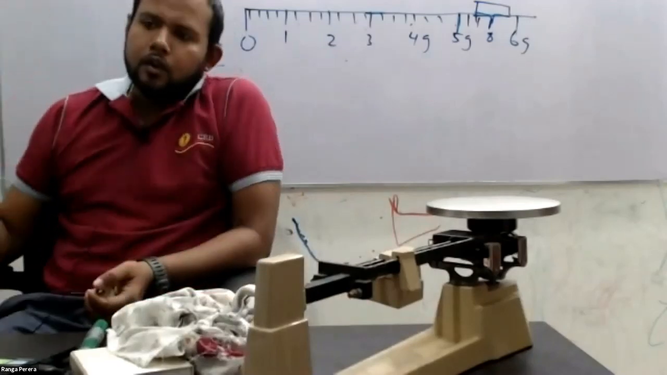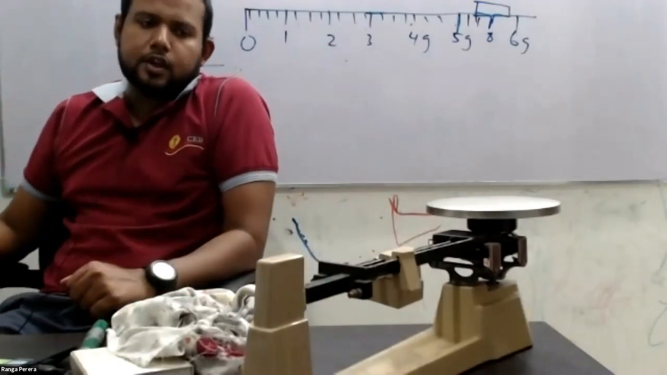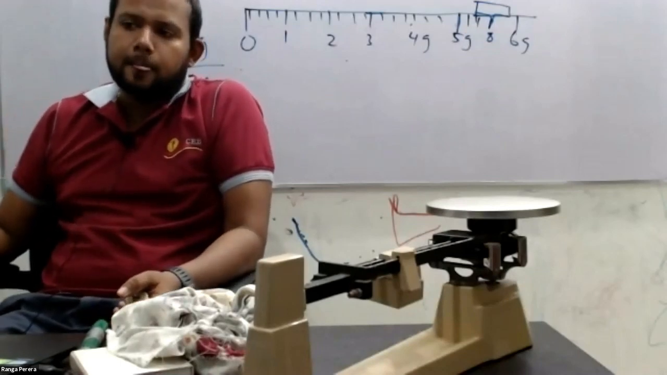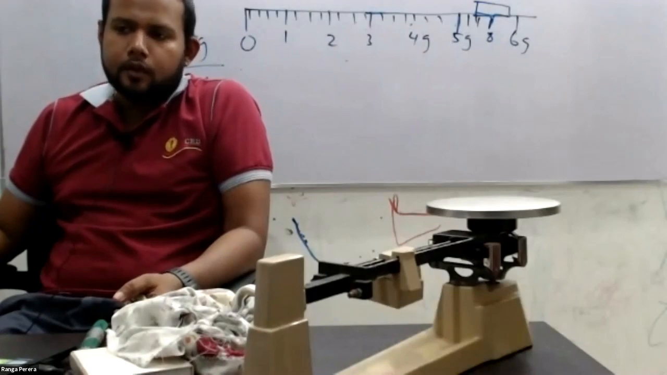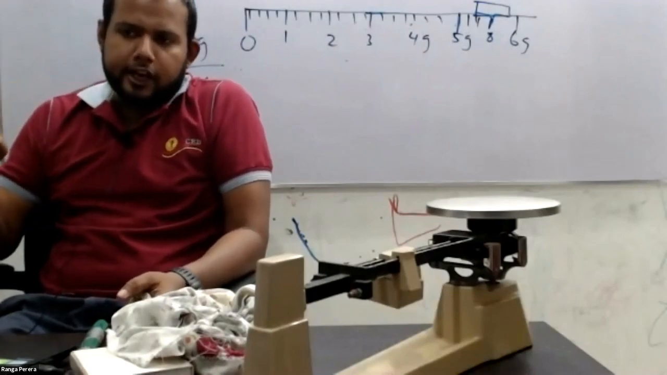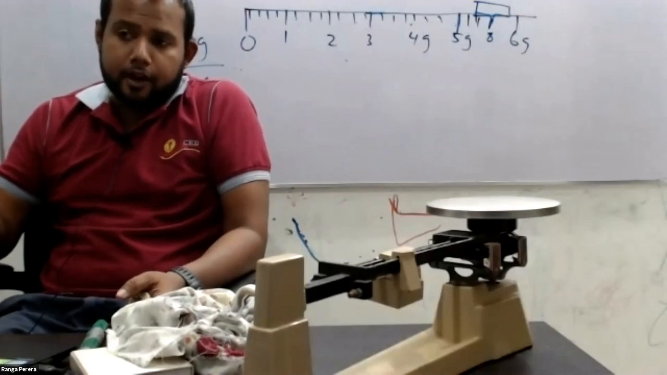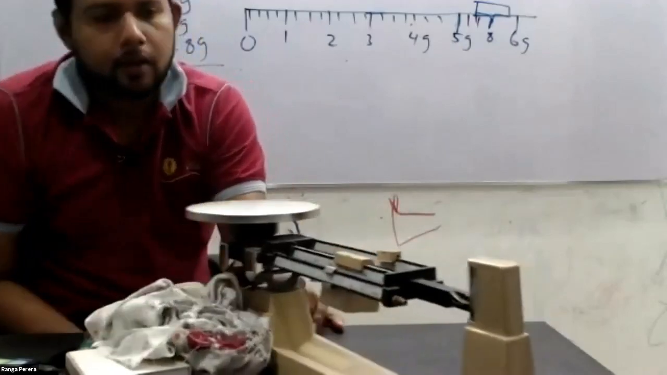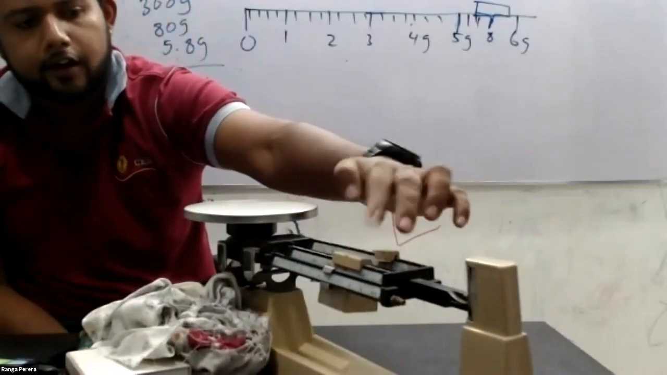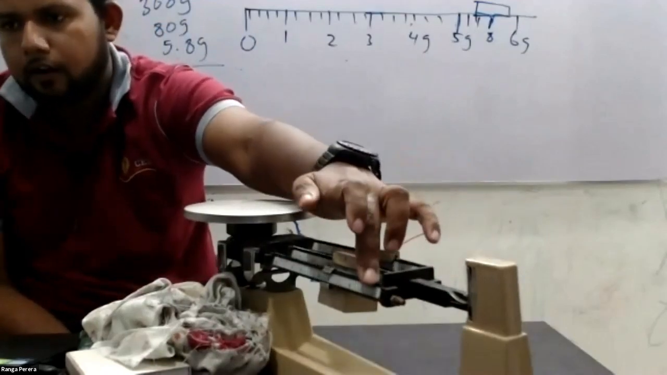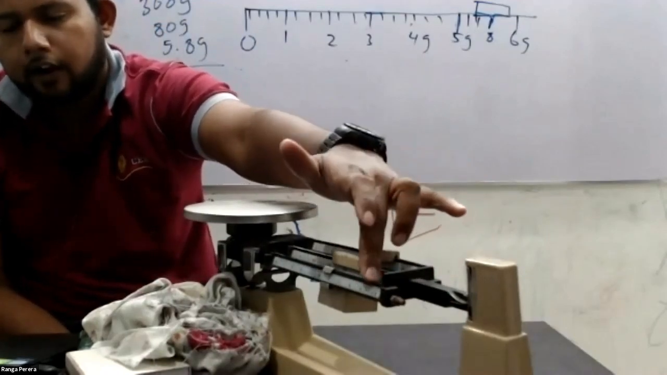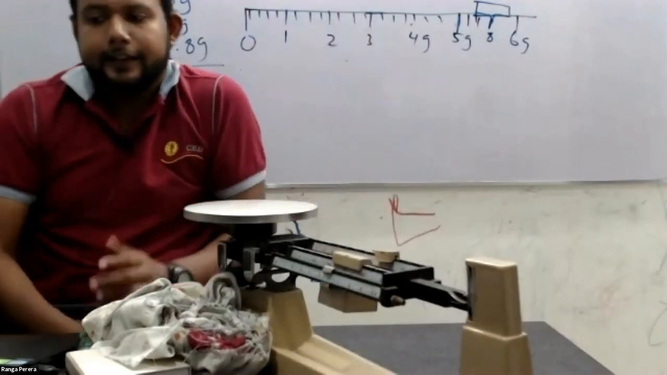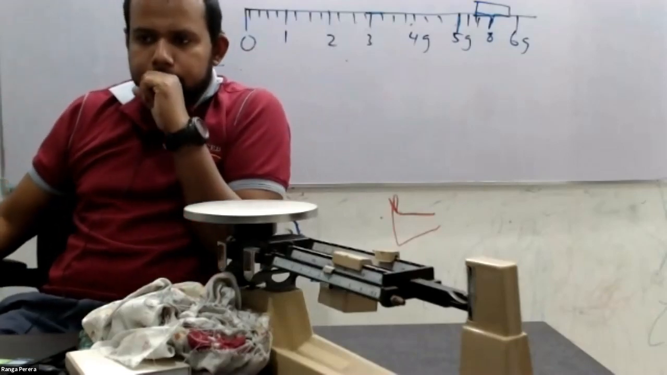Right. So what is the maximum mass according to this setup? What is the maximum mass that you can measure from this setup? The middle one, 500 gram. The first one, 100 gram. 500 plus 100, 600. The front one, 10 gram. 500, 600, 610. It is 610 gram, right?